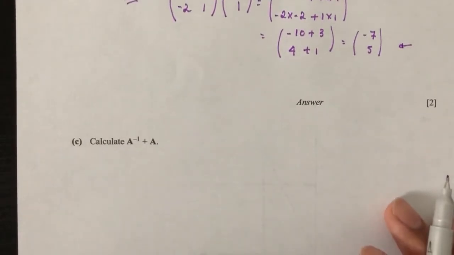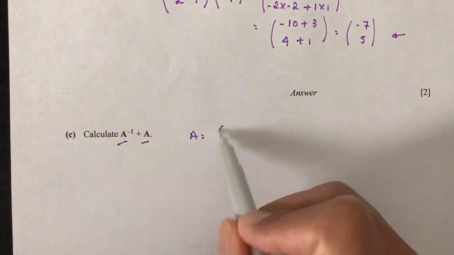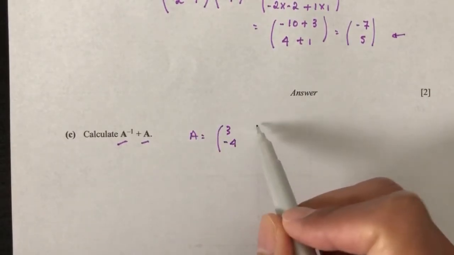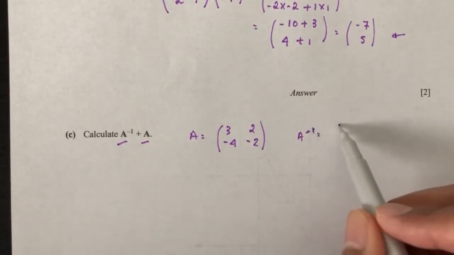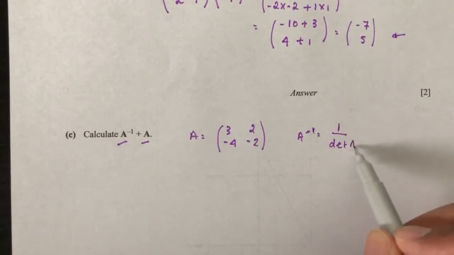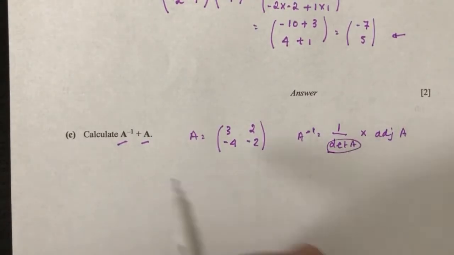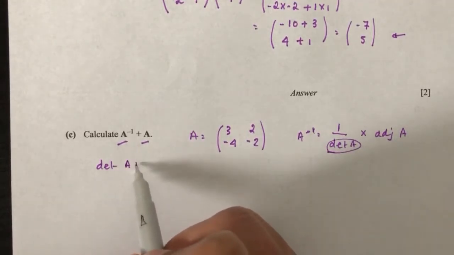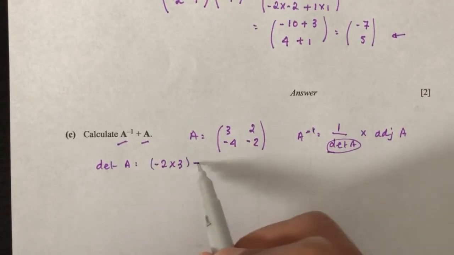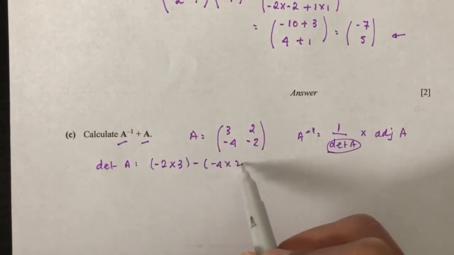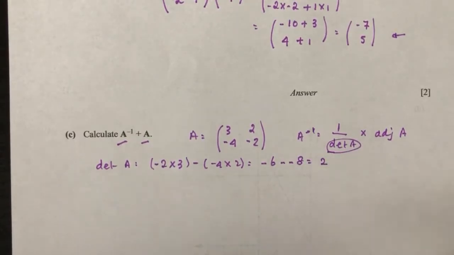Now for part C, we have to find A inverse plus A. So what is A? A is given to us as 3, -4, 2, -2. So how do you find A inverse? You have to use the formula 1 over determinant of A times the adjugate matrix of A. So how do you find this? Pretty easy. We have to cross multiply: -2 times 3 minus -4 times 2. That will be -6 minus -8, that will be 2.